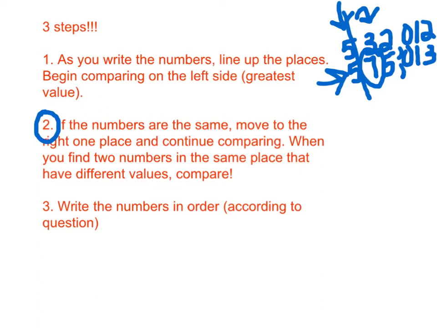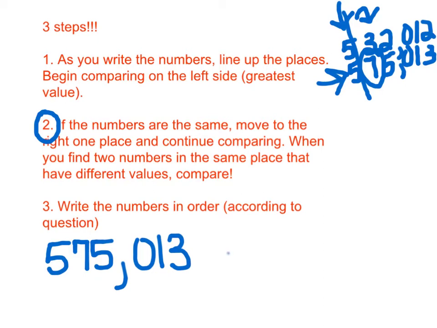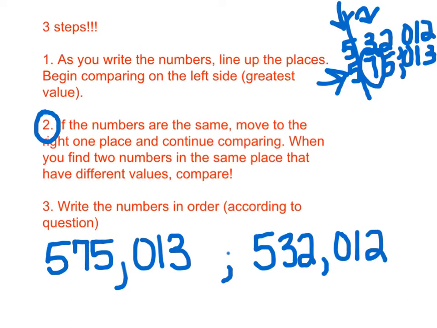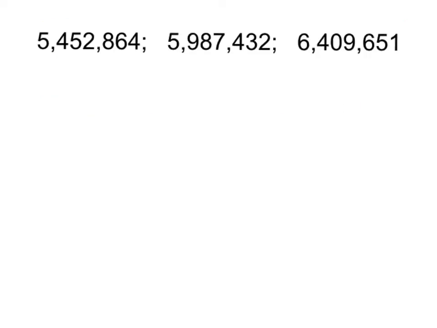Now it says to write the numbers in order according to the question. Say this one wanted me to write the greatest one first, so I'm going to write 575,013; a big space so that I know I'm going to the next number, 532,012. All right, I have three numbers, and I need to order them from least to greatest.